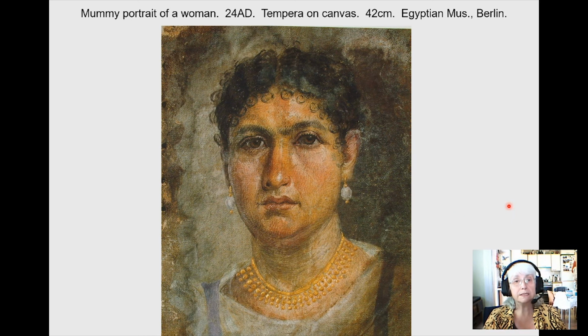This one is painted in tempera, which means that the pigment is put into an egg yolk usually, and it means that the brushstrokes will dry quite quickly, so there are tiny little visible brushstrokes everywhere.